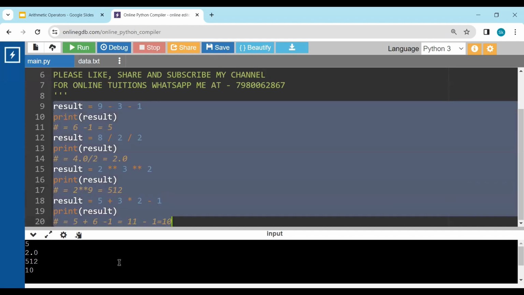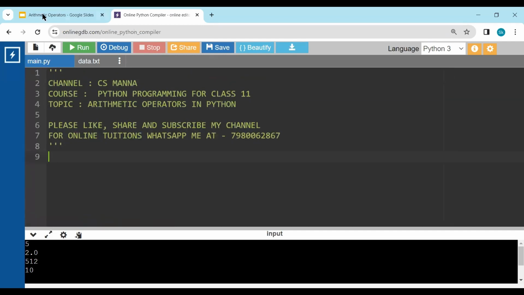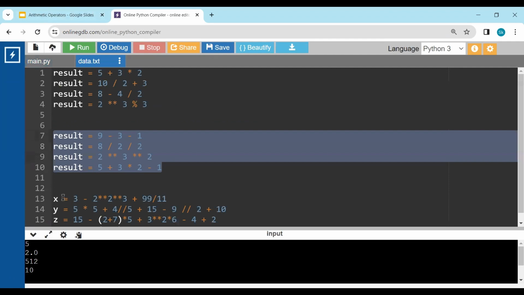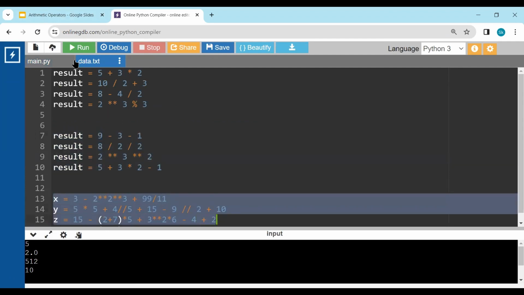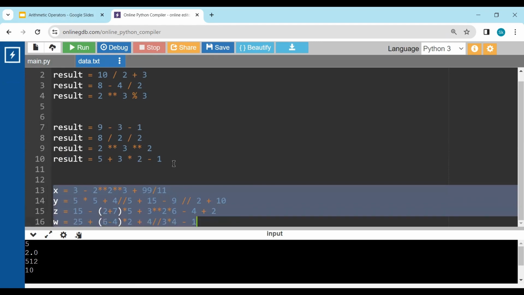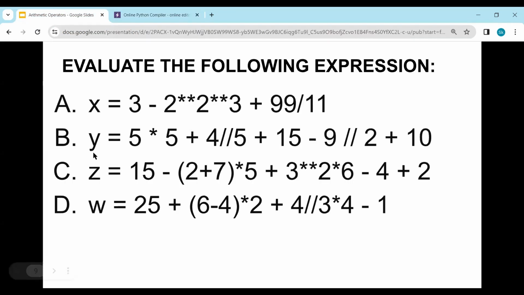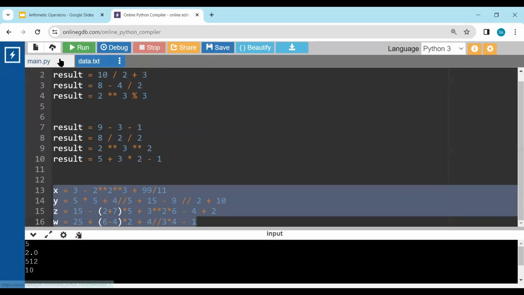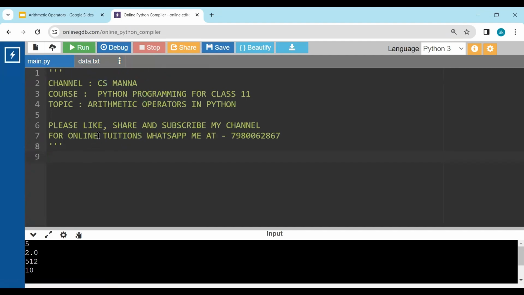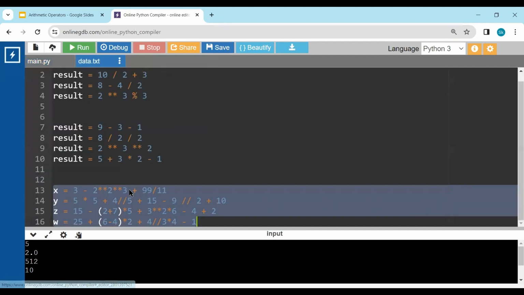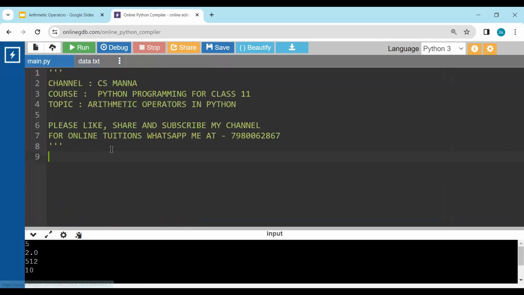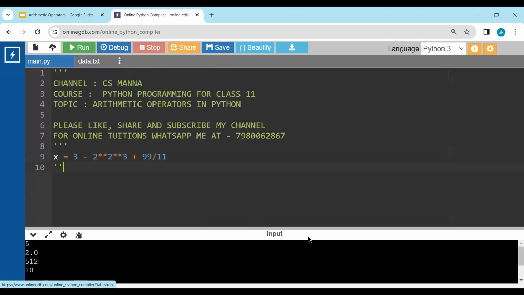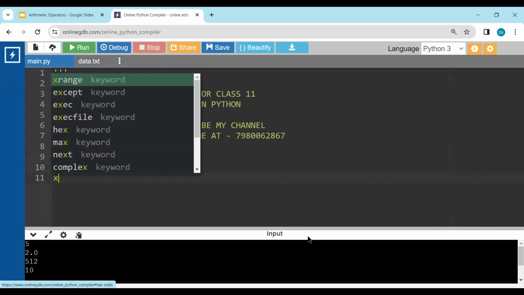So mostly in board and school exams, this type of question also comes. So let me take, copying all the expressions. Okay. Do one at a time. So here, let me do the expression. So the expression is this one. So let's see how this works.